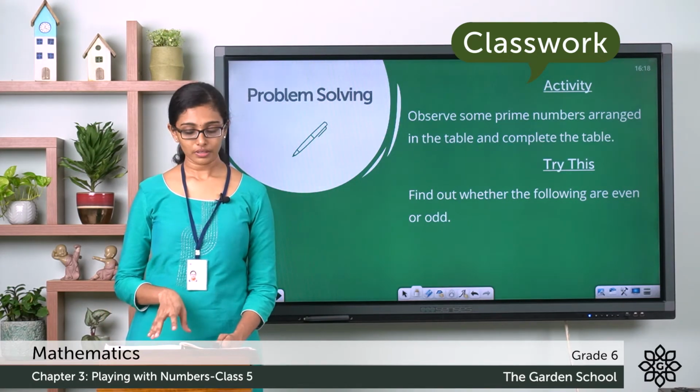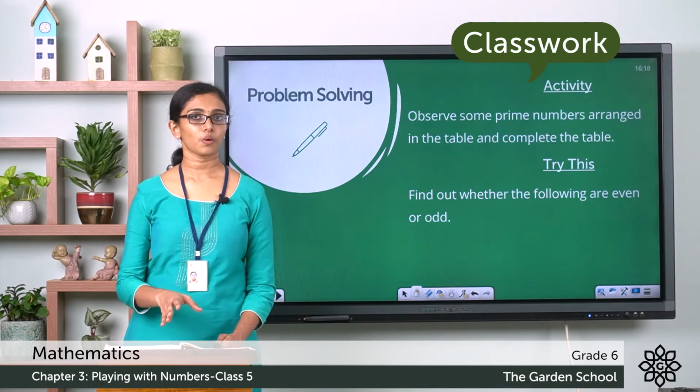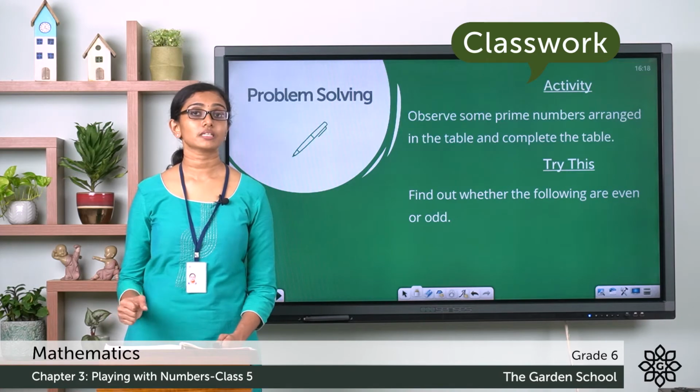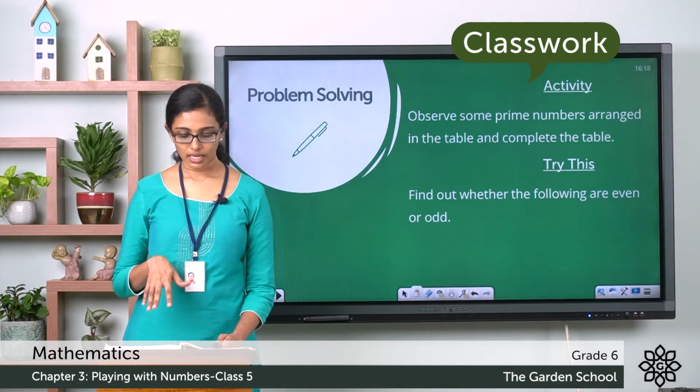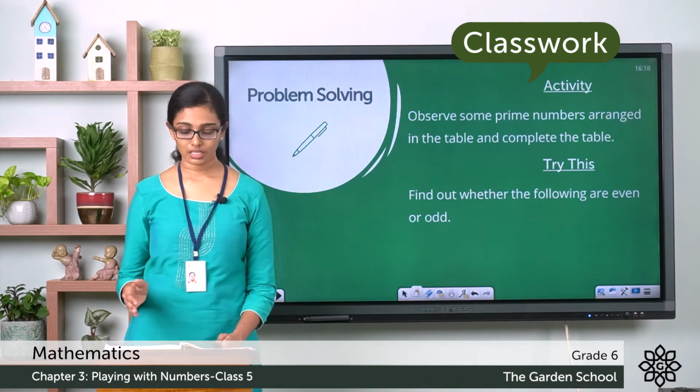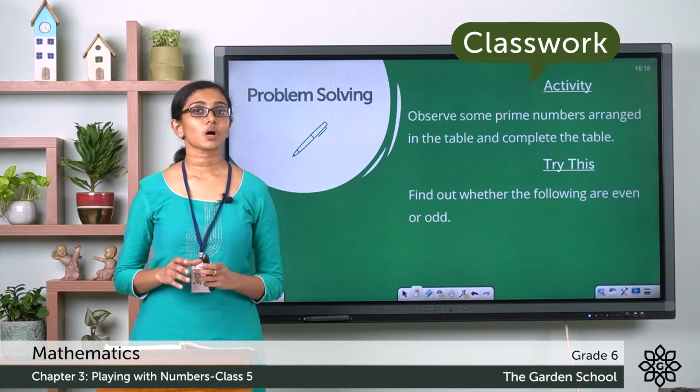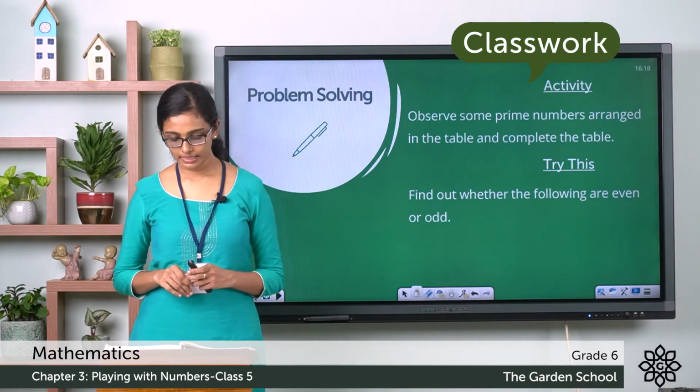Now, in the third row, you can see the number 3. The factors of 3 are 1 and 3. So, how many factors? 2 factors. Now, which are the prime numbers among the factors? It is the number 3. So, please observe this table and complete it.